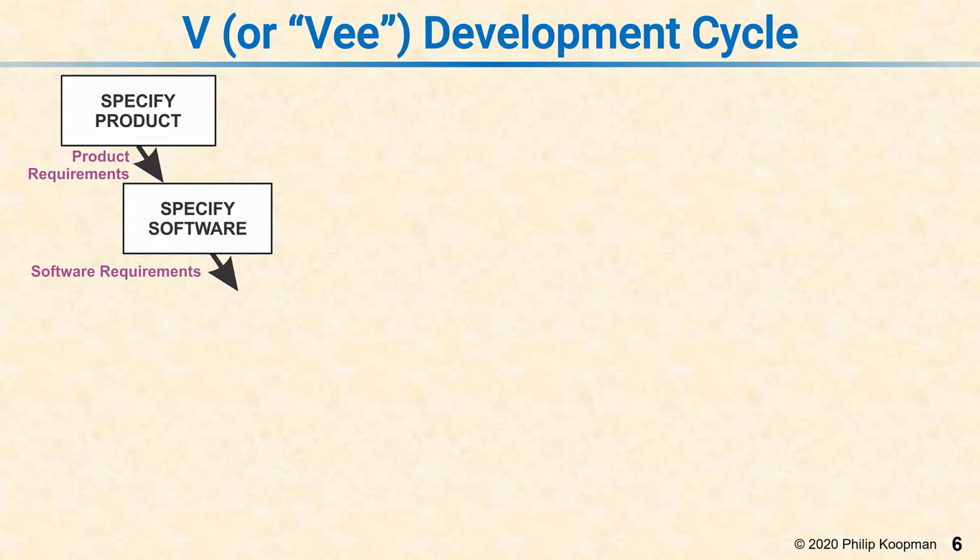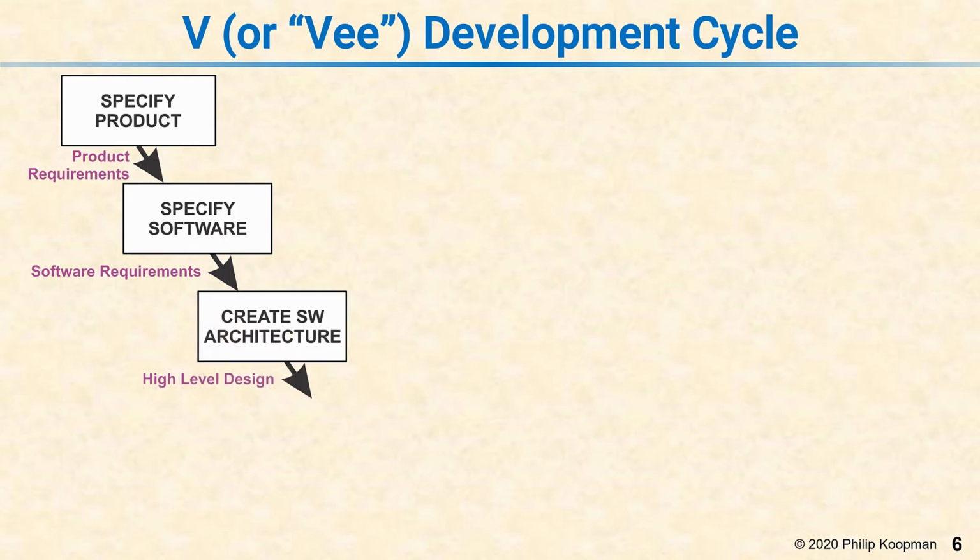The V is called the V model because it looks like a V, as we'll see. The first step in the V is to specify a product, and the output of that step is product requirements. So now you know what product you're trying to build. The next step is to specify software, and that puts out software requirements. Now you know the software's role in the product. The next step is to create a software architecture, and that results in a high-level design. So you've done the requirements, you know what you're building, and the architecture is the general way the components and functions will be organized to build it.